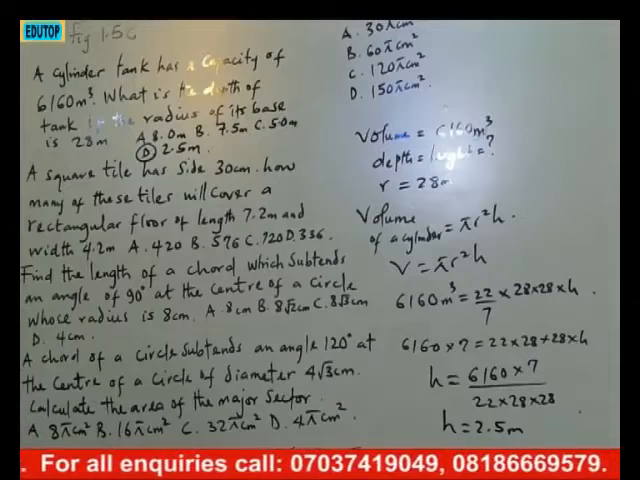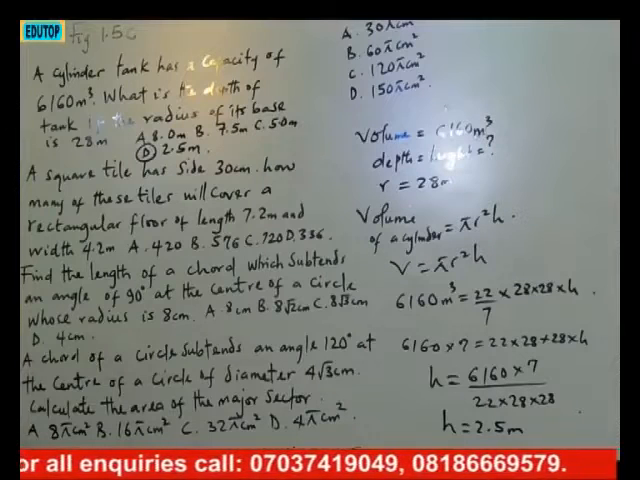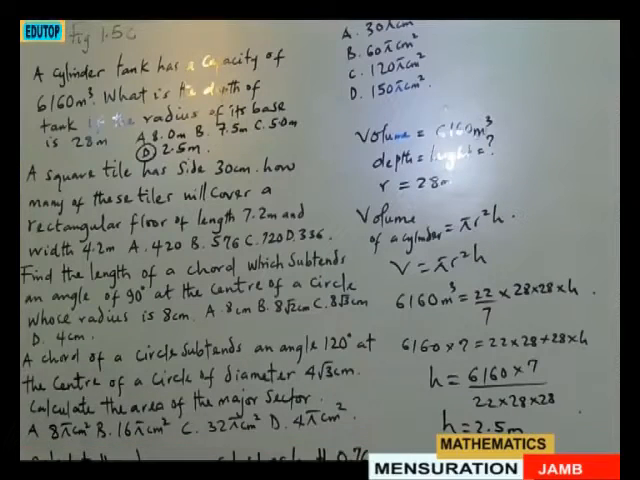Question 7. A square tile has side 30 centimeter. How many of these tiles will cover a rectangular floor of length 7.2 meters and width 4.2 meters? If you look at the first trap here, we are given the side of that square tile in centimeter. Meanwhile, the length and the width, that's the breadth of the rectangular floor, are given in meters.